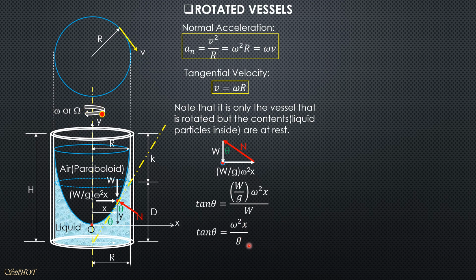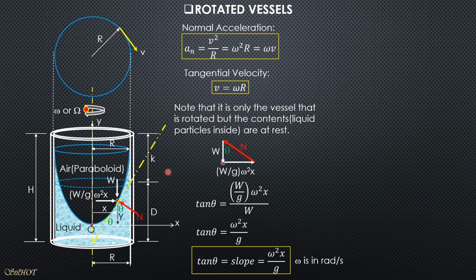Therefore, we have defined the slope of the tangent to that point on the surface here of equal pressure. So tangent theta, which is the slope, is omega square x over G, where omega here is in radians per second.